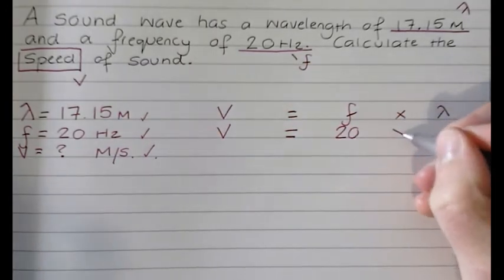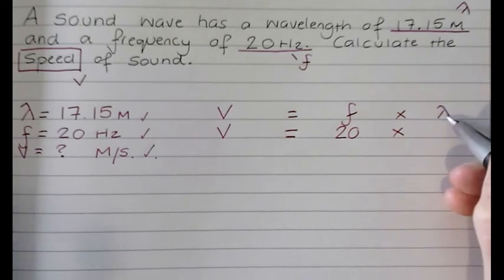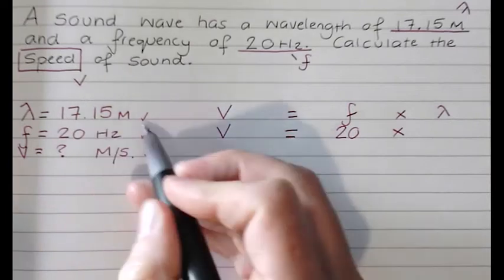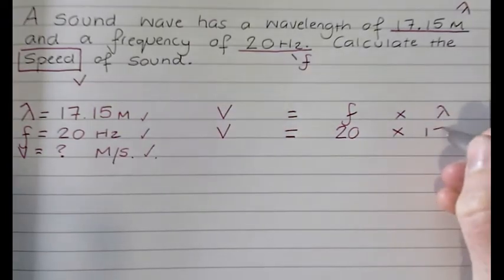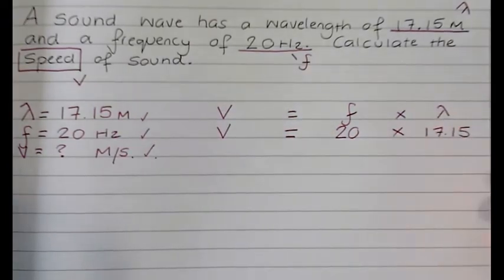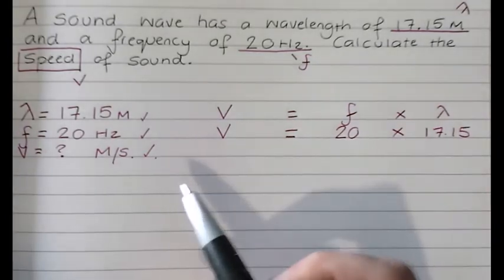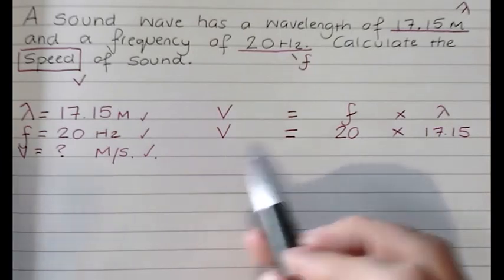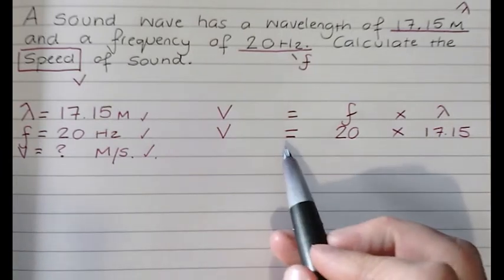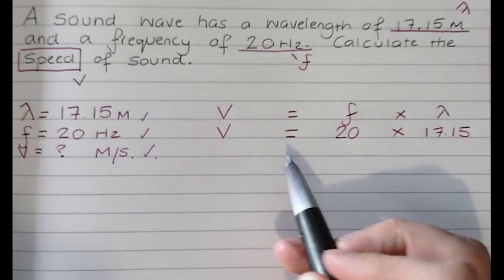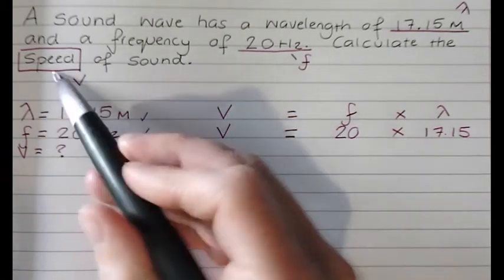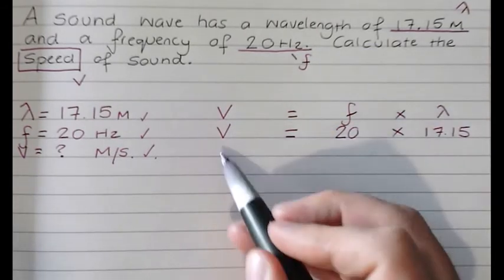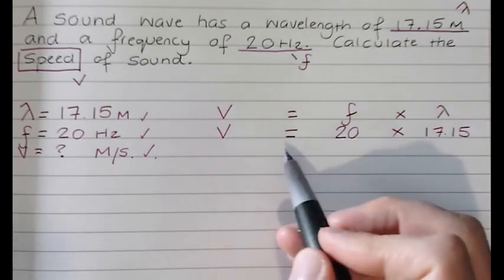Follow down, multiplication. And rather than lambda, we are going to put in 17.15. Again, don't need the units. Okay. So what we need to do now is check that the thing that we are trying to calculate is actually the subject. So we are trying to calculate the speed, V. Is that the subject? That means that it's on its own on one side of the equal sign. And yes, it is. So that means that we don't have to rearrange.